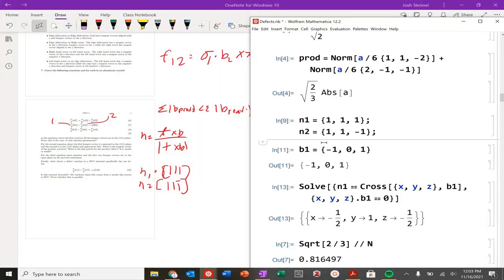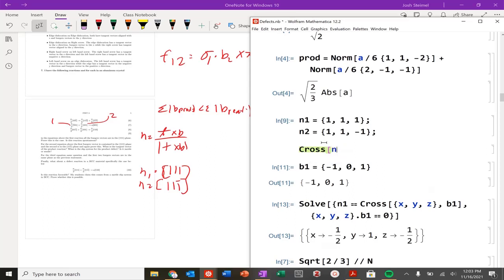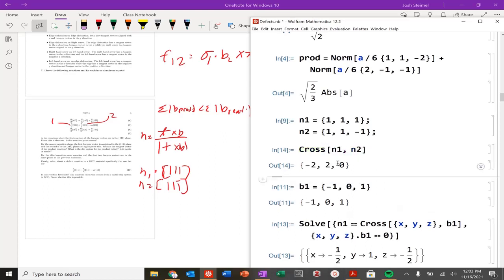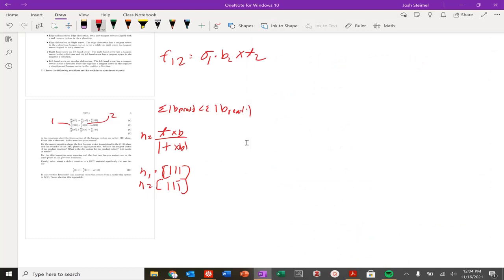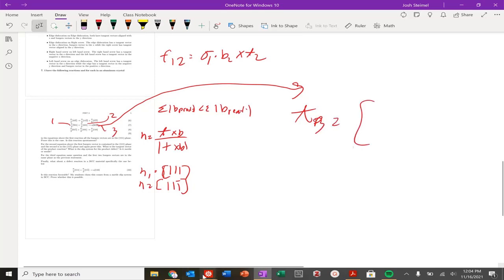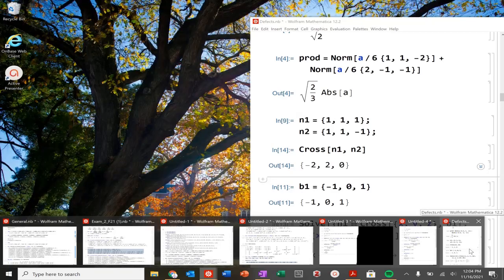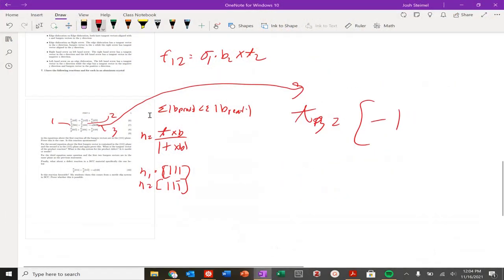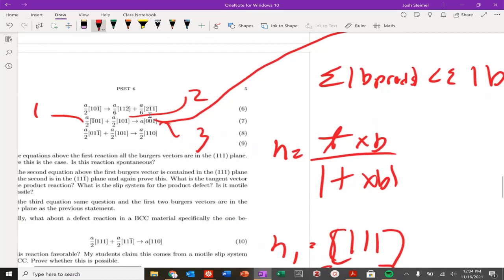If I want to find the line of intersection, I cross N1 and N2, and that is my tangent vector. If you normalize it, this is the tangent vector that results here. For the product, which we call 3, my tangent 3 is equal to minus 1, 1, 0. So I've got my tangent vector and I've got my Burgers vector here. Let's zoom in: 0, 0, 1.